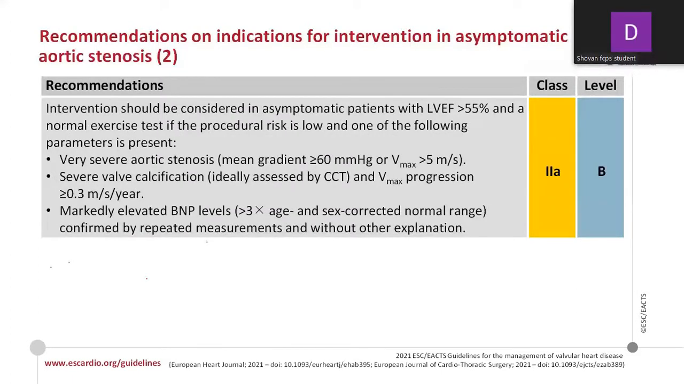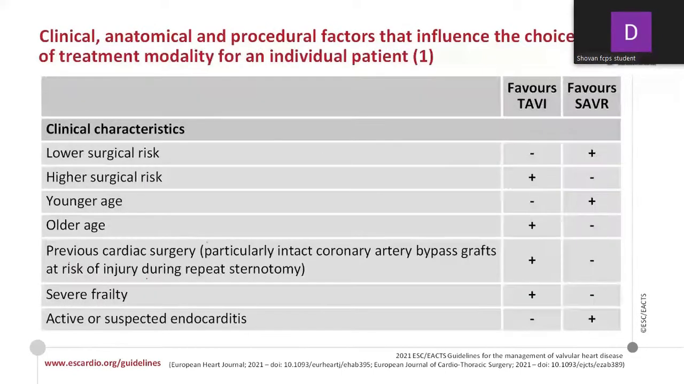So there are some other class 2A indications. I will not go into that. So regarding the aortic valve treatment options, actually there are two types of treatment option: a transcatheter aortic valve implantation or a surgical aortic valve implantation.